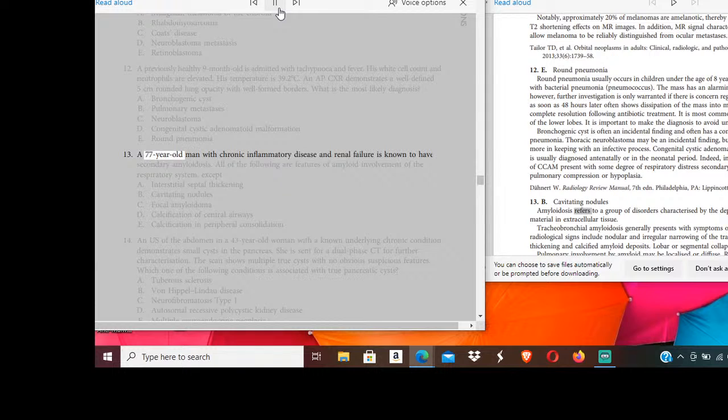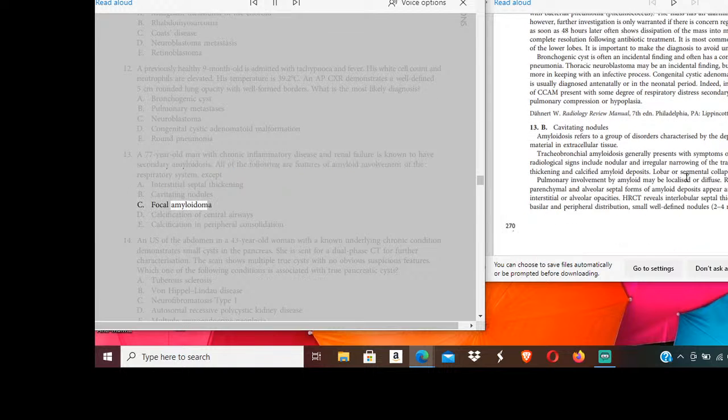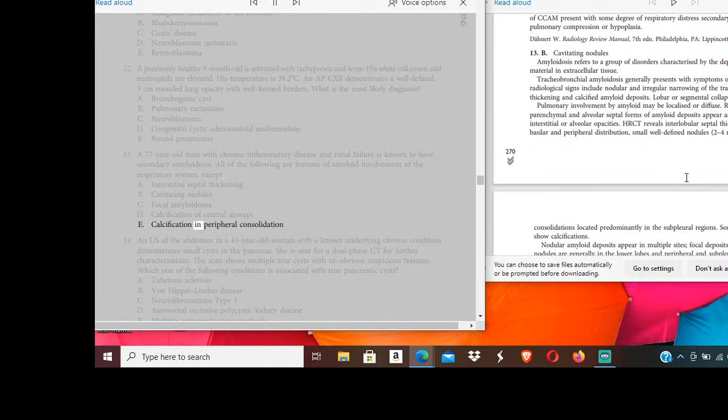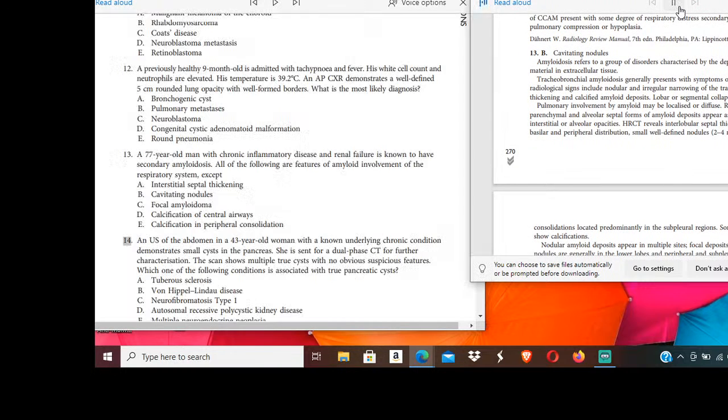13. A 77-year-old man with chronic inflammatory disease and renal failure is known to have secondary amyloidosis. All of the following are features of amyloid involvement of the respiratory system, except A. Interstitial septal thickening, B. Cavitating nodule, C. Focal amyloidoma, D. Calcification of central airways, E. Calcification and peripheral consolidation.